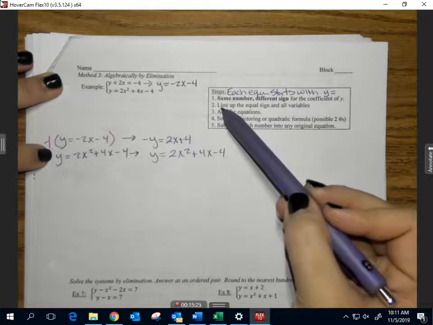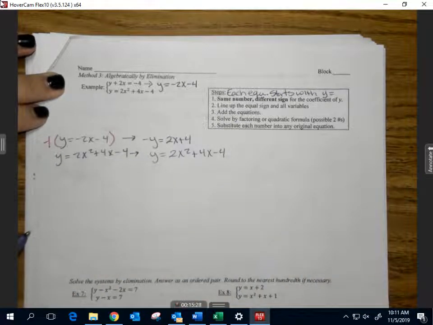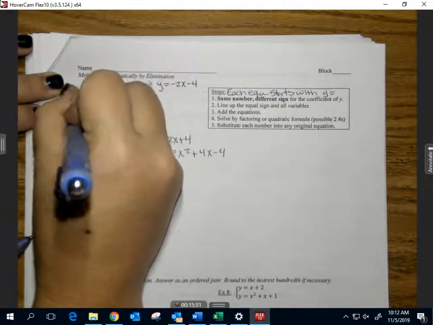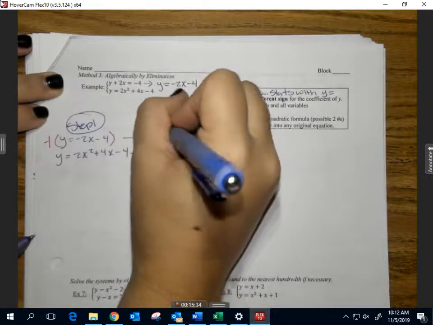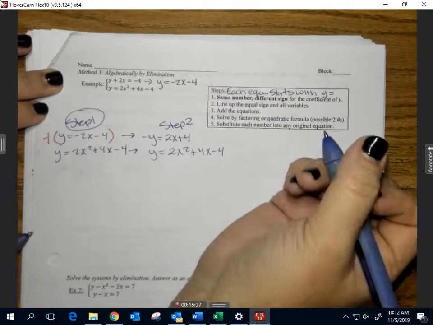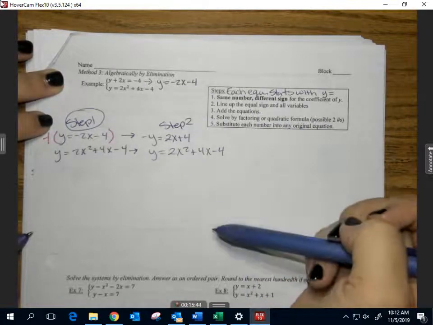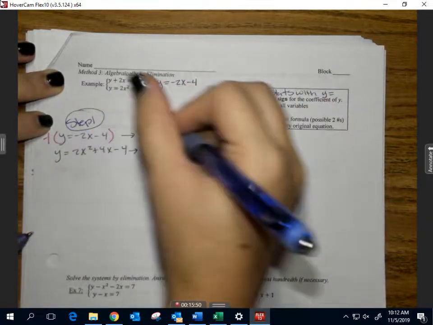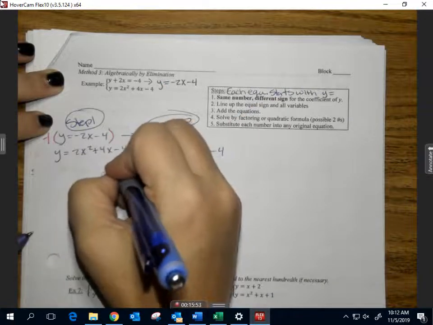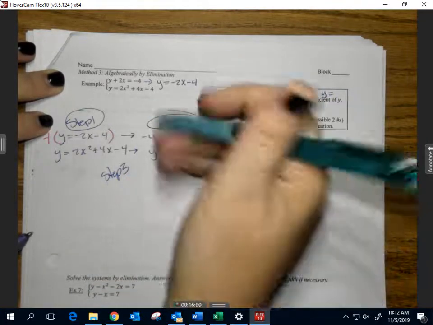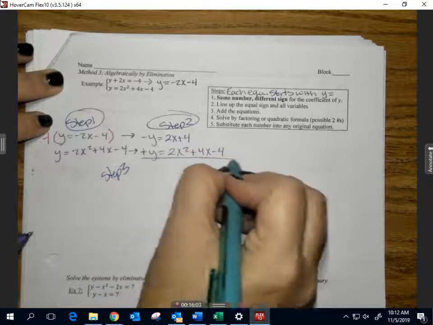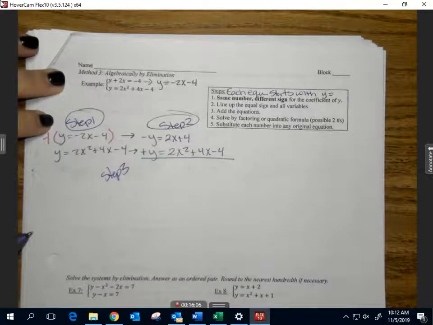Now what we have done, this was step 1. This is step 2. We lined up the equal sign and all the variables as best we could. So now we're at step 3. Step 3, we're going to add the equations together.